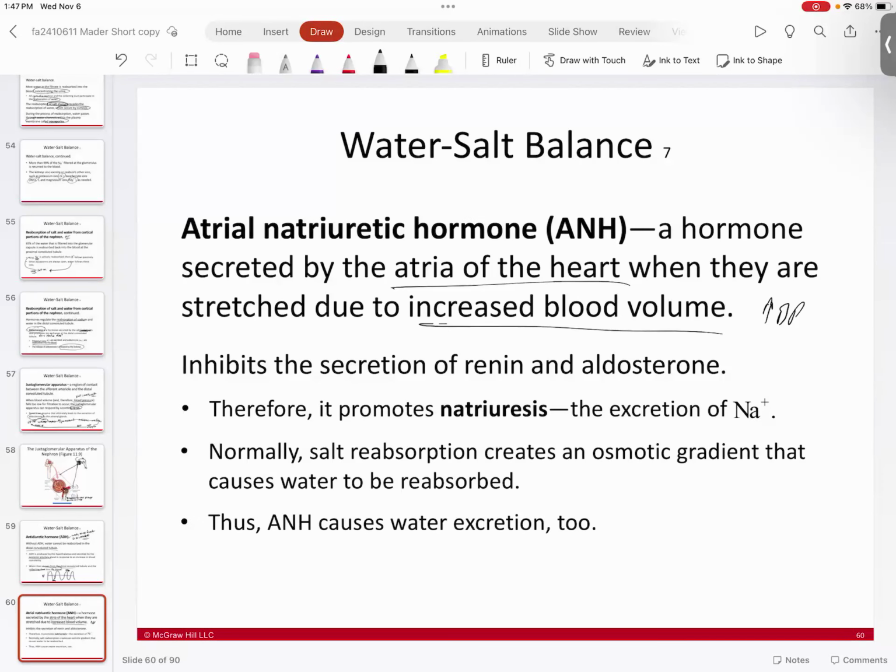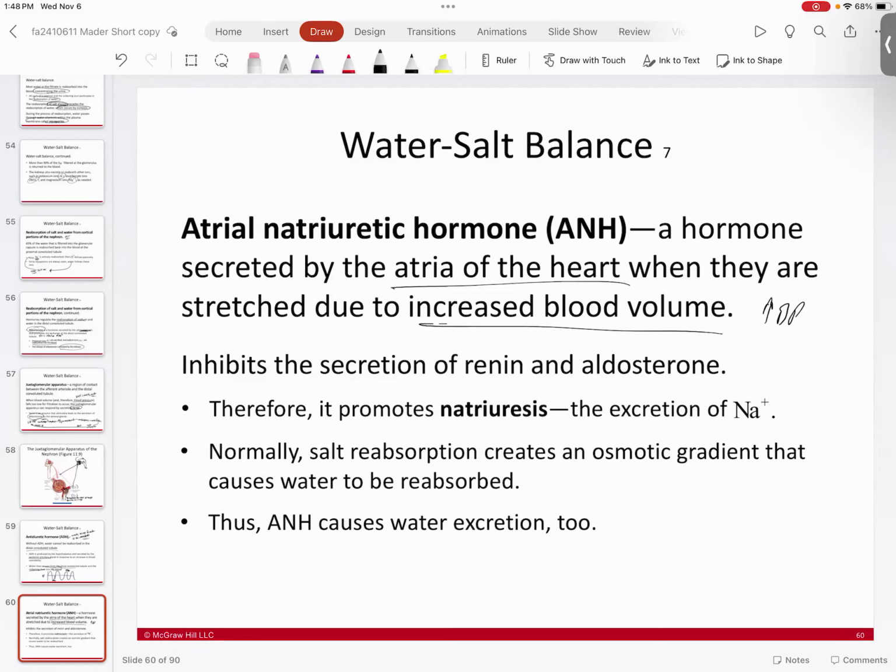It's going to be felt and sensed by the amount of stretch in your atria, right? Because after all, your blood volume goes through your heart. The first chamber it goes into is the right atrium. And so your right atrium is the first one to feel this abnormal stretch, right, of all this excess fluid, this excess blood volume in there. And so that amount of stretch will basically trigger this ANH response.